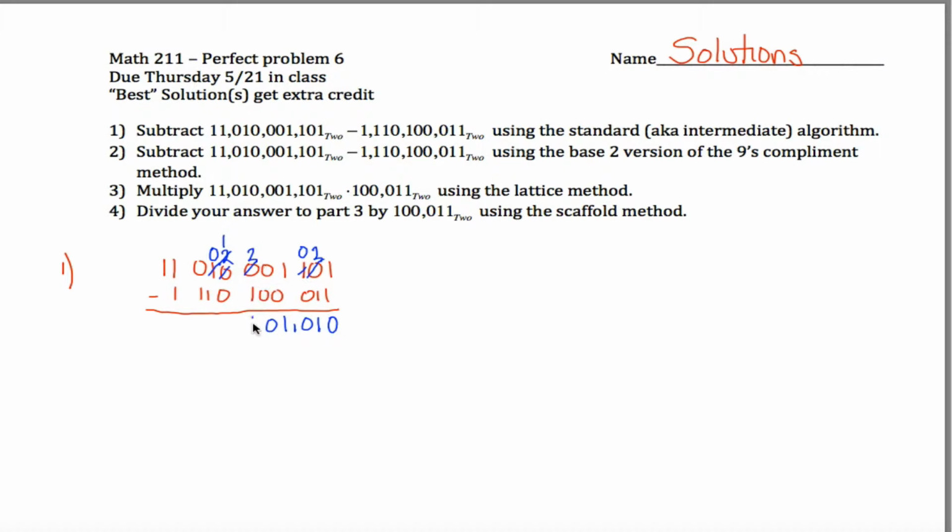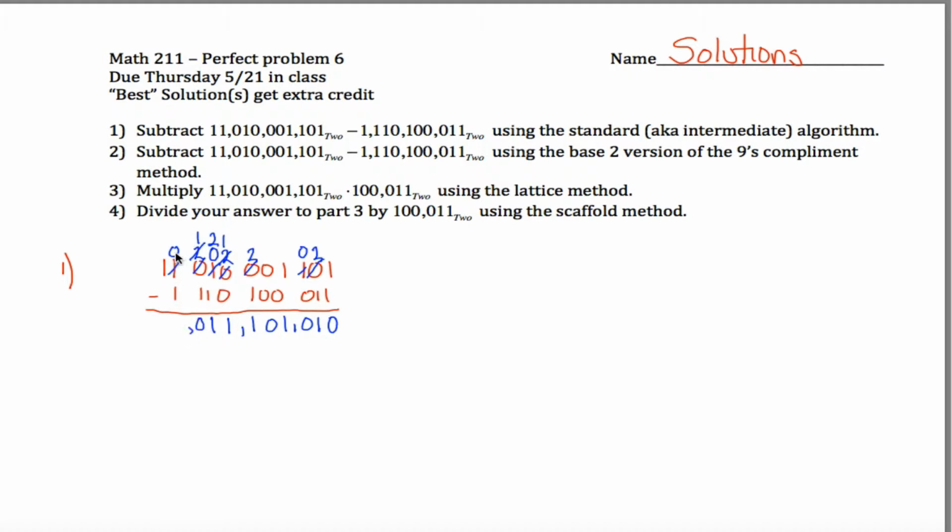2 minus 1 is just 1. 1 minus 0 is 1. 0 minus 1, oh, that's a problem again. So I want to borrow, can't borrow from here because I don't have anything. So I'll go all the way out here, make that a 0, which makes this a 2. And now that this is a 2, I can borrow from it, which makes it a 1 and makes its neighbor a 2. And now I go and subtract again. 2 minus 1 is just 1. 1 minus 1 is 0.